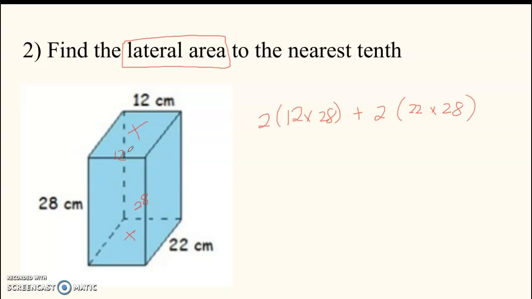This should be a whole number because we don't have any decimals, no pi. We plug everything into the calculator and it should work out to be 1904 centimeters squared. Final answer. Remember, I did not include the top and the bottom because it says lateral area.